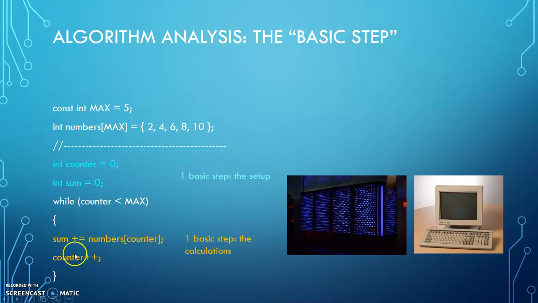And then these 2 lines inside of the loop we'll say are also just one step, even though it's 2 lines of code, 2 calculations going on. Again, we're not going to nitpick. It's just one basic step, which we'll call the calculations. So I have one step outside of the loop and one step inside of the loop for the sake of this discussion.